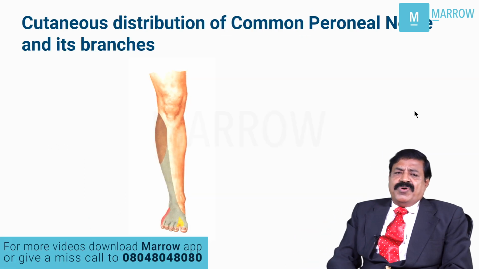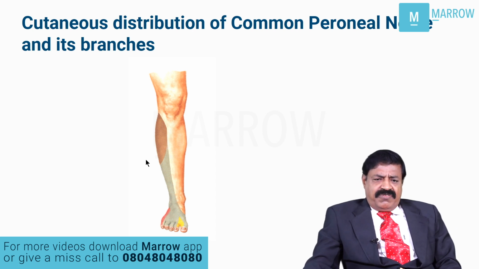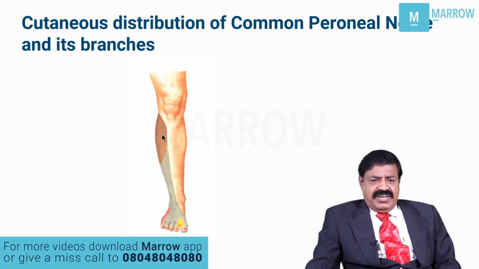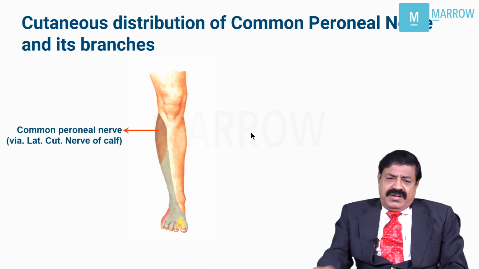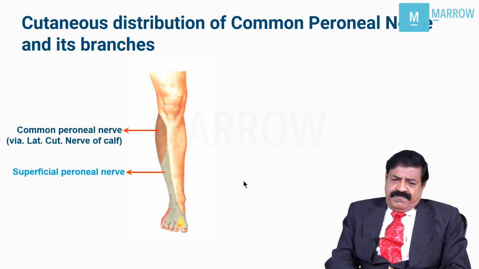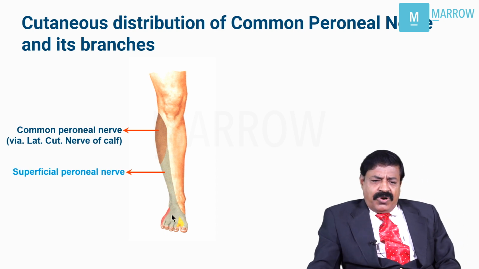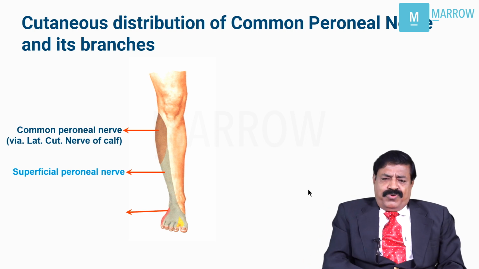Cutaneous distribution of common peroneal nerve and its branches. This much part of our leg is directly innervated by common peroneal nerve through a cutaneous branch. That is called lateral cutaneous nerve of calf. And the anterolateral aspect of the leg and most of the dorsum of the foot are innervated by superficial peroneal nerve. The lateral border of the foot is innervated by peroneal communicating. It's a branch of common peroneal.